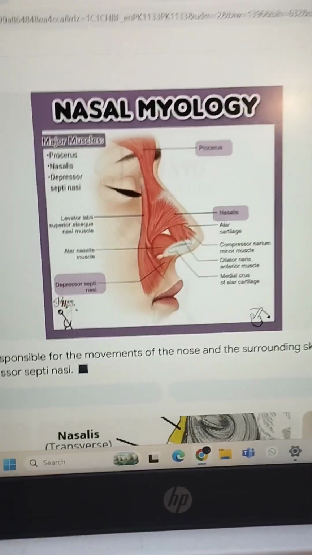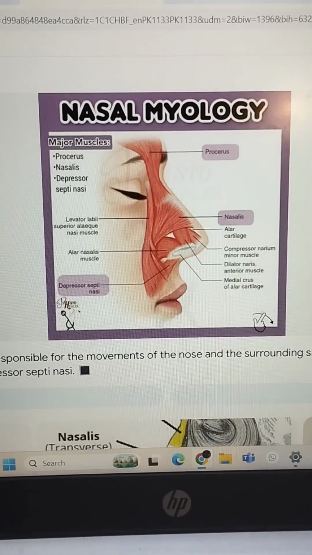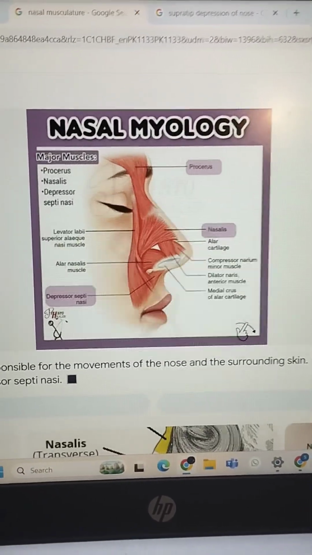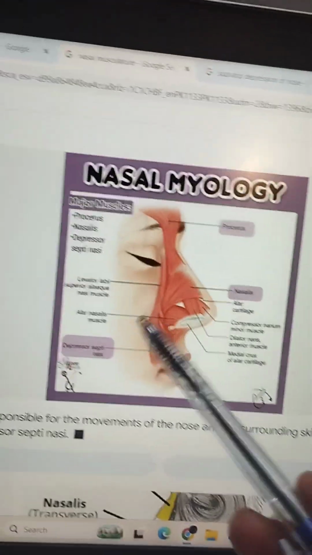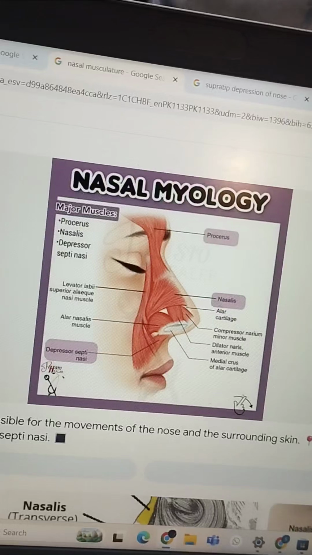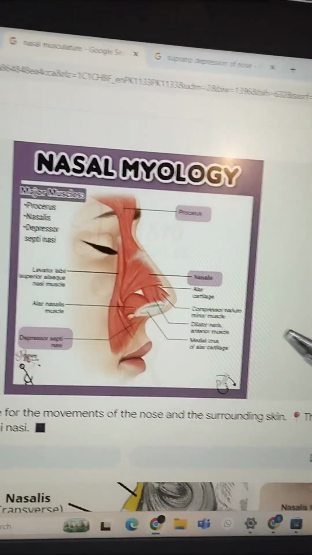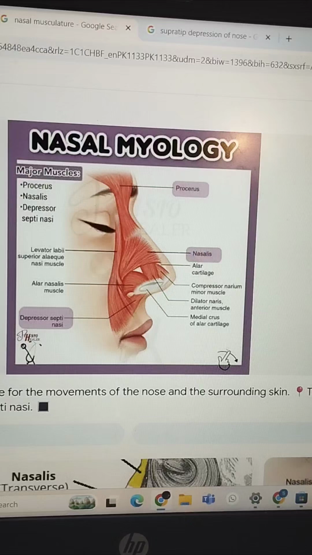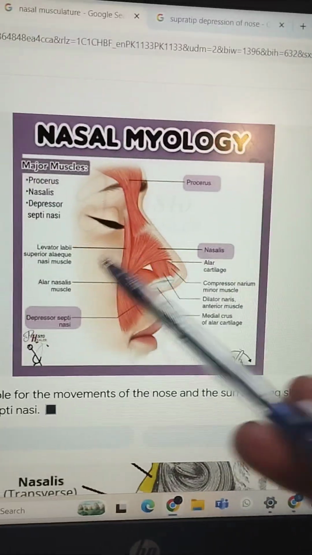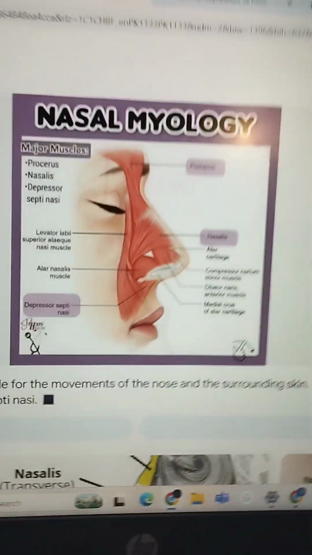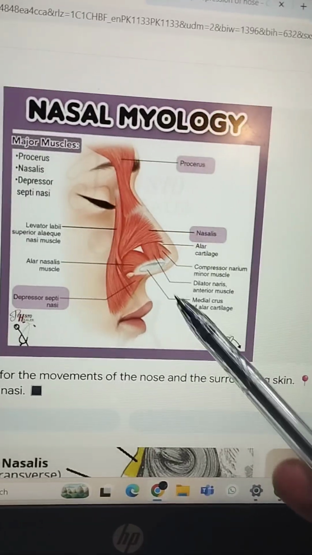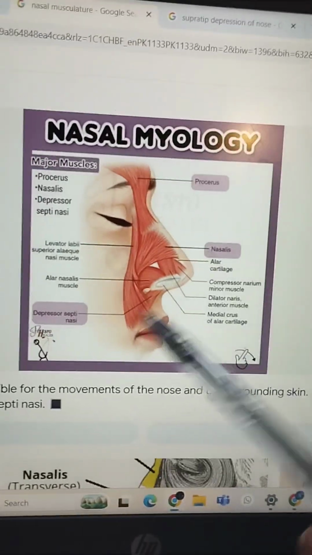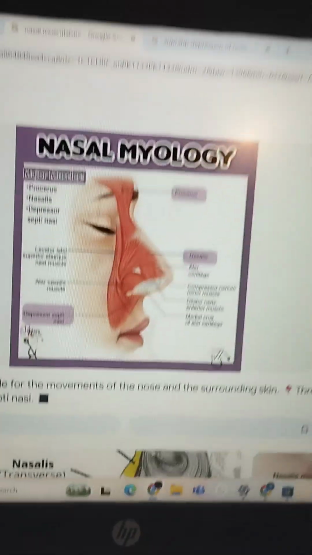Now let's talk about the musculature of the nose. The osteocartilaginous framework of the nose is covered by muscles which bring about movements of the tip of the nose, ala and the overlying skin. These are the procerus, as we can see here, and the nasalis, with its transverse and alar parts, levator labii superioris alaeque nasi muscle, anterior and posterior dilator nares, and depressor septi nasi. Okay, so these are all the muscles.